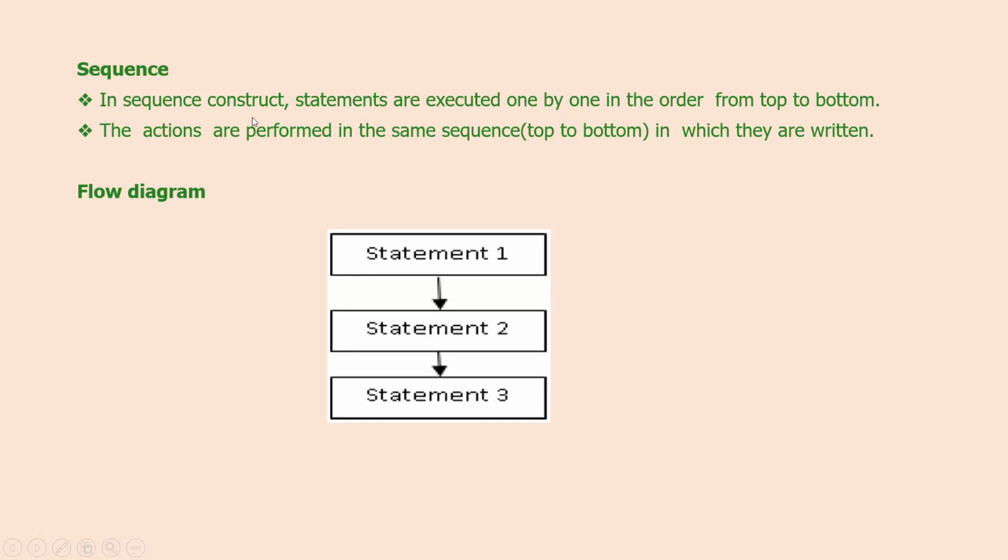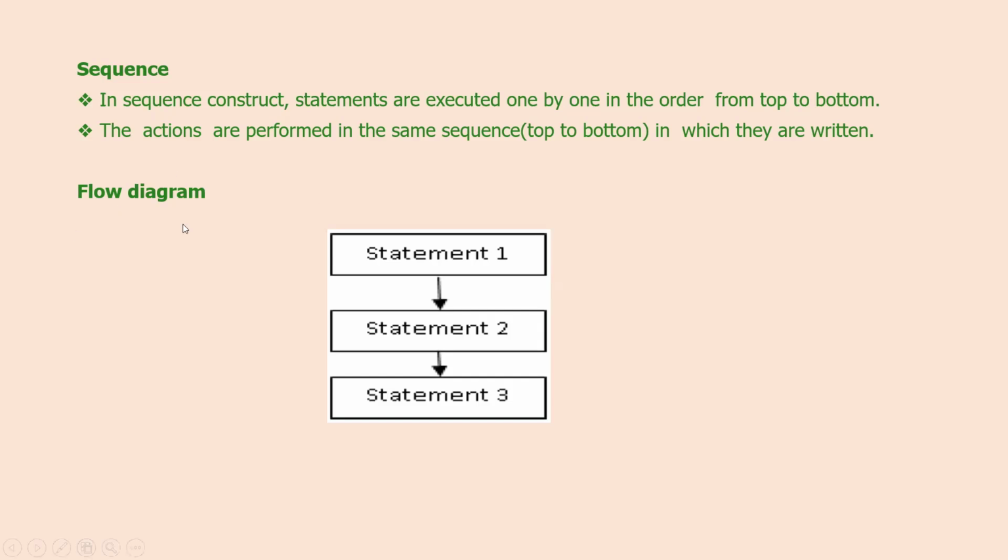In the sequence block or construct, statements will be executed one by one in the order from top to bottom. If you take the algorithm for any problem, from the first step the solution will be solved step by step. The actions are performed in the same sequence in which they are written. So from the first, the sequence will be followed. Randomly, the problems won't be solved. The first statement will have the first solution, that is like input, then execution, then final output.